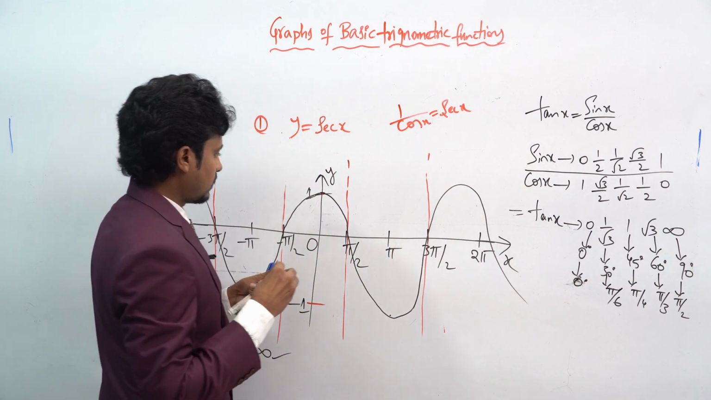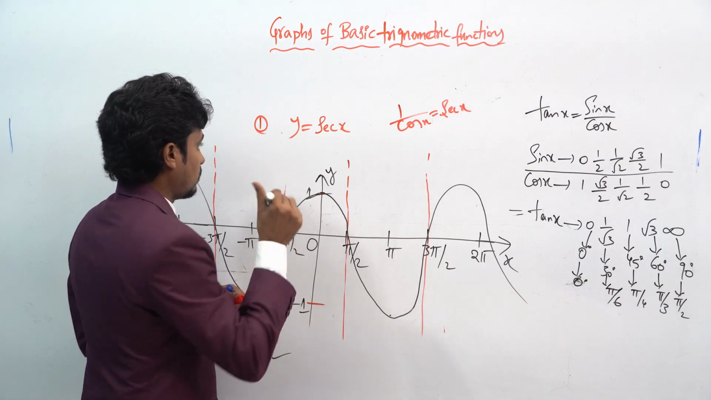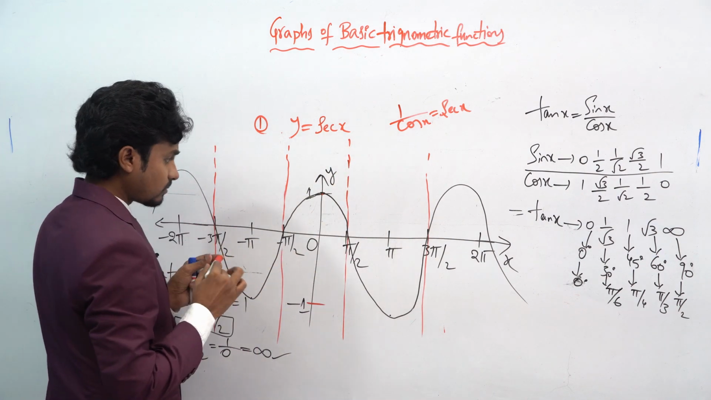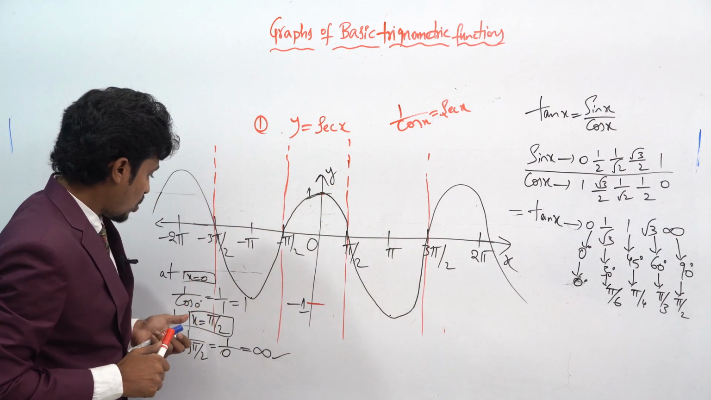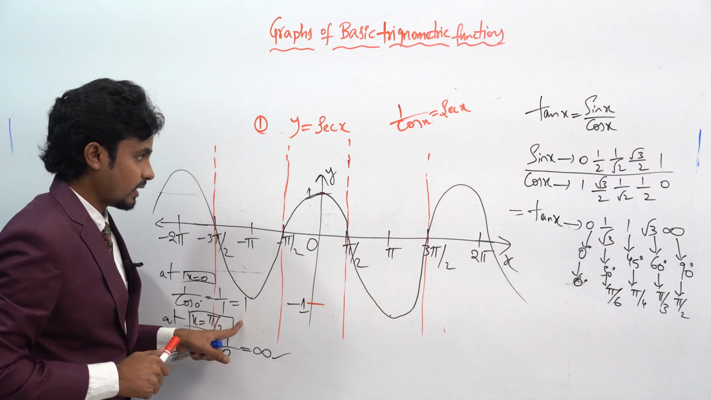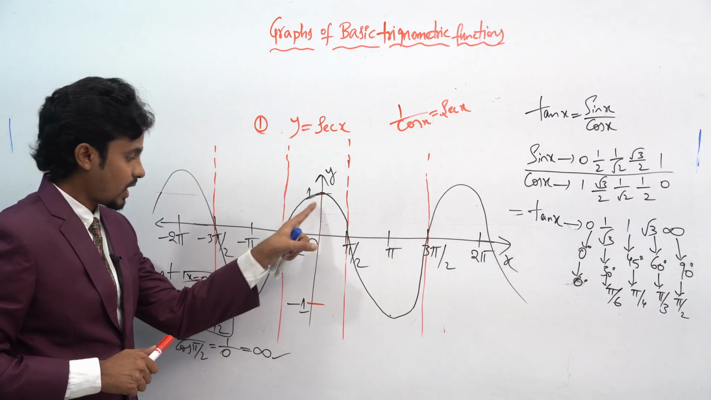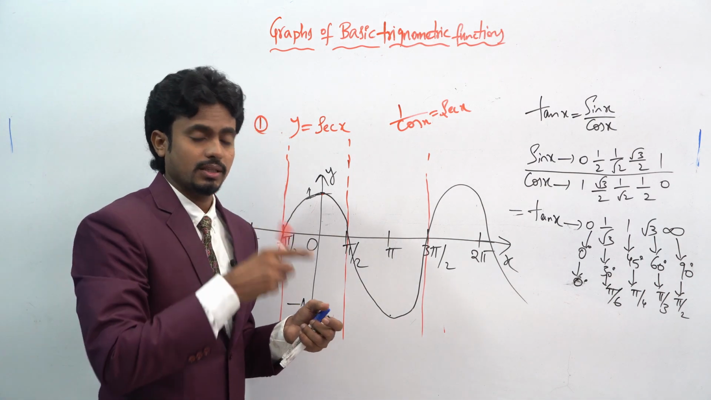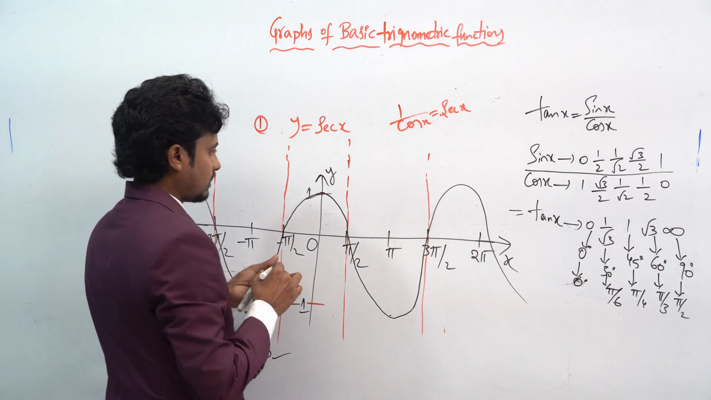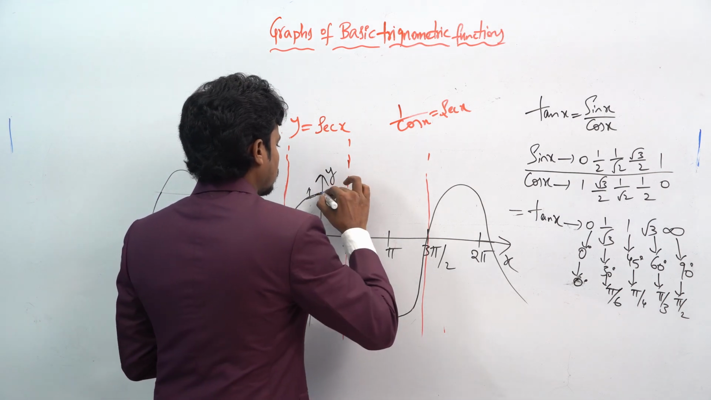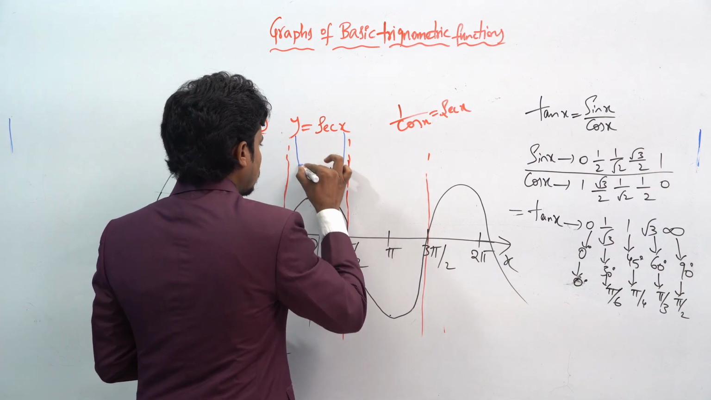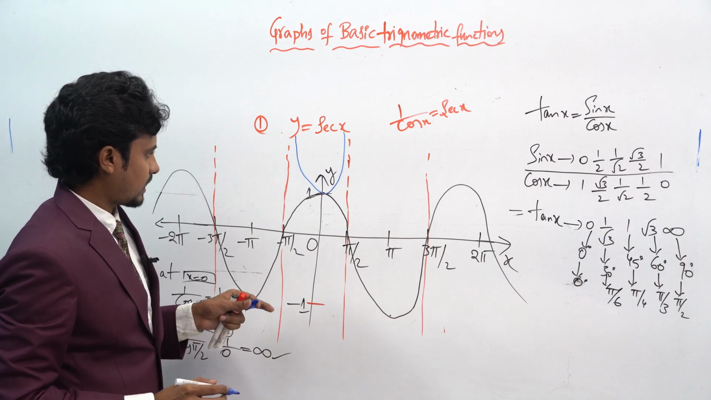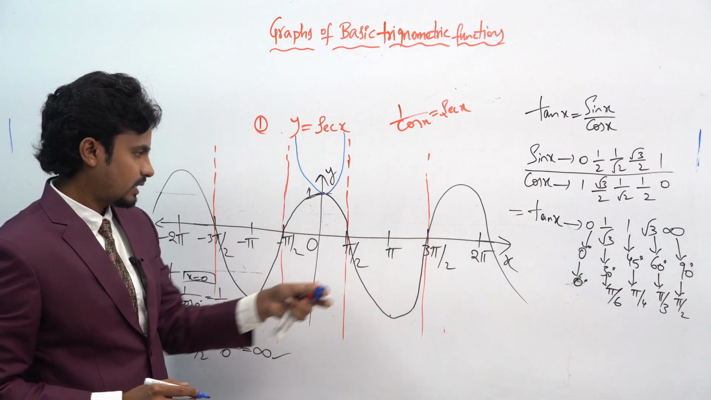Okay, here we can observe that at 0 you will get 1. At 0 you will get 1, no problem. At pi by 2 what will you get? You will get infinite. That means the value has to come from infinity. So the plot will be like this, infinite. And here same, here also in this case.